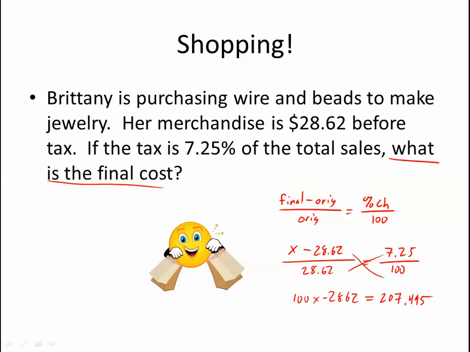Now I need to get the x by itself, so I'm going to add 2862. So I got 100x equals 3069.495. And then from there, I'm going to divide by the 100, which means that x equals 30.69495. So I'm just going to go 30.70. Okay. And that would be the final cost.